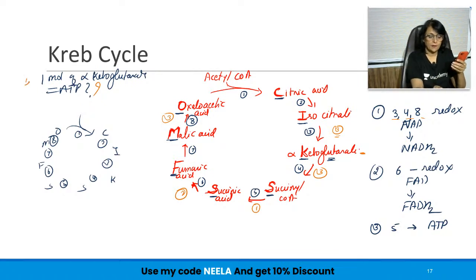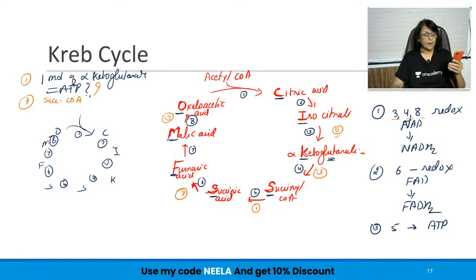Next question. Second, if you have one molecule of succinyl coenzyme A, how many ATPs will you get? One succinyl coenzyme A. How many ATPs will we get? Hiren says 6. What about others? Do they also think 6 is correct? Because you are starting from here.